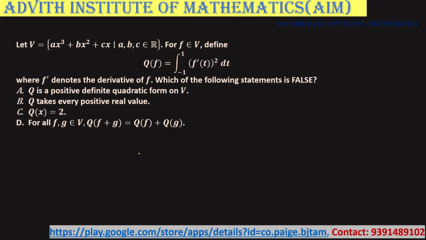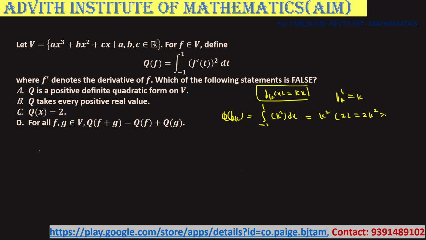Does Q take every positive real value? Suppose f_k of x equals some kx. So therefore Q of f_k is equal to integration of minus 1 to 1 of f_k prime, what does that become, k. That means k square dx, write k square outside. Then integration of 1 dx is x, with limits from minus 1 to plus 1, which gives 2. Which is equal to 2k square, which is always positive.